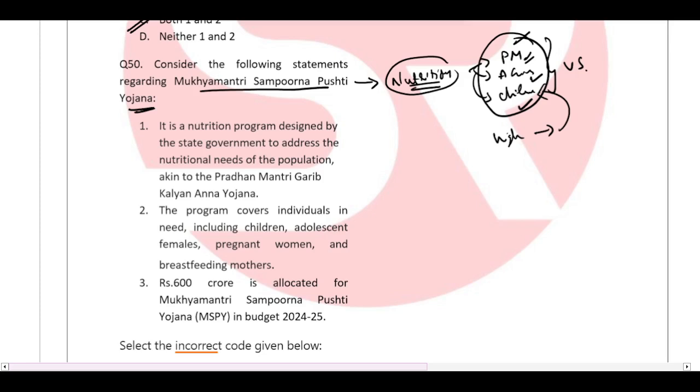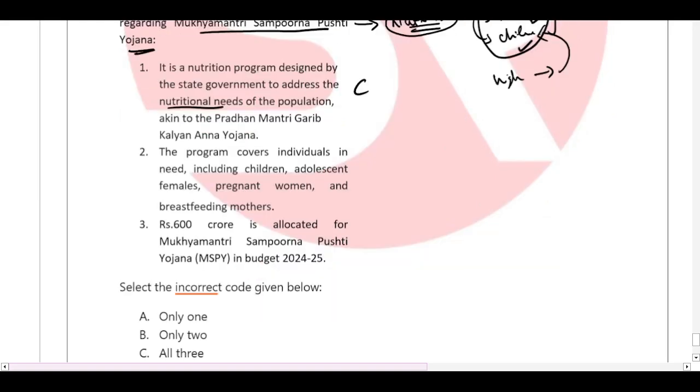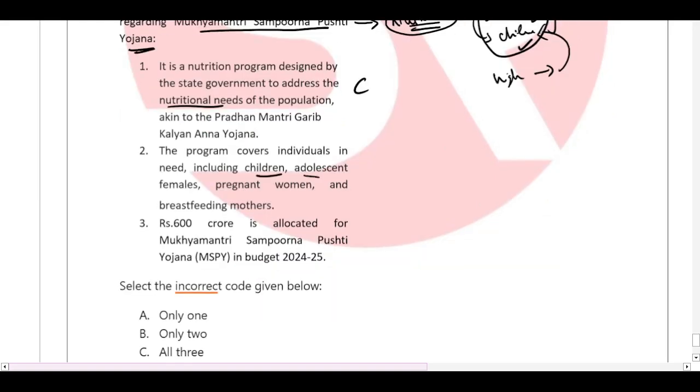Now let us look at the options. It is a nutrition program designed by the state to address the nutritional needs of the population, similar to Pradhan Mantri Garib Kalyan Yojana. Yes, this is for the nutritional needs, so it is correct. The program covers individuals, children, adolescent females, pregnant women, and breastfeeding mothers. So we discussed that. That is also correct.